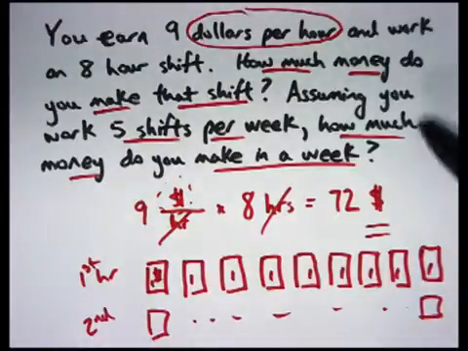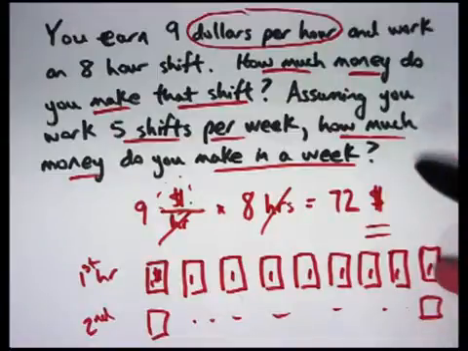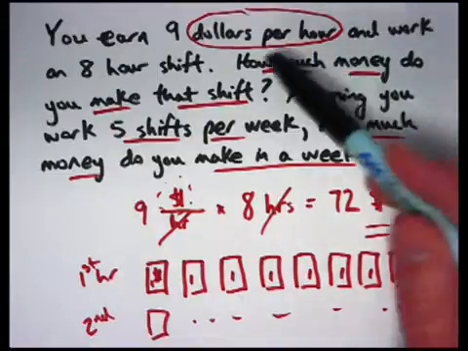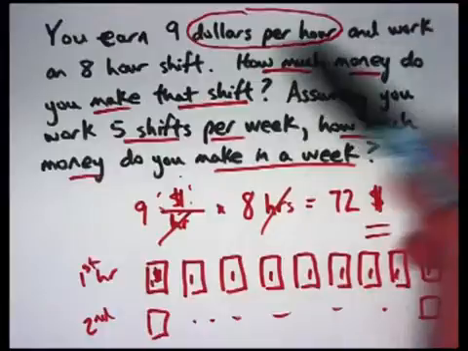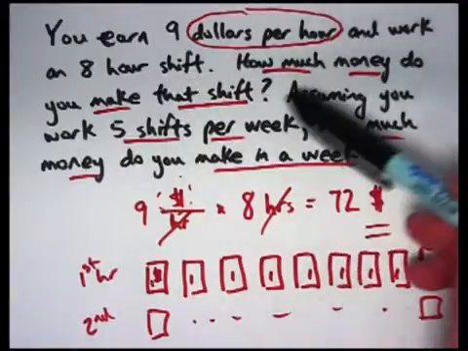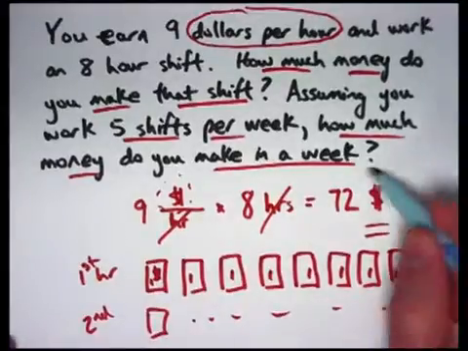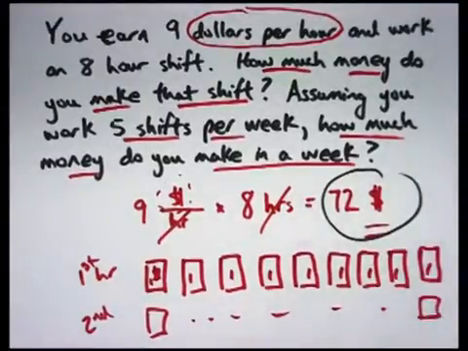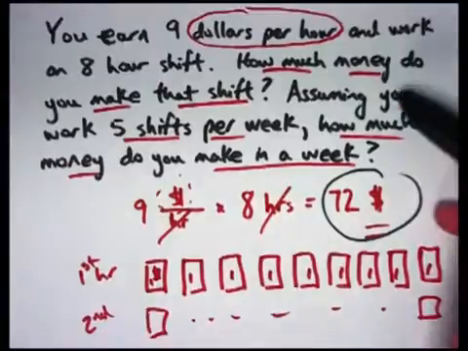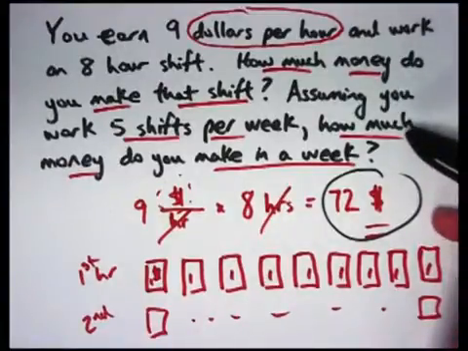I didn't get to quite doing this last question of this problem. We did solve the first question. You earn $9 per hour and work an 8-hour shift. How much money do you make during that shift? And the answer to that was $72. 9 times 8 is 72. Now let's answer the second question. Assuming you work 5 shifts per week, how much money do you make in a week?